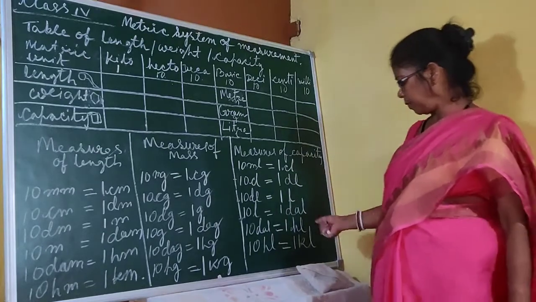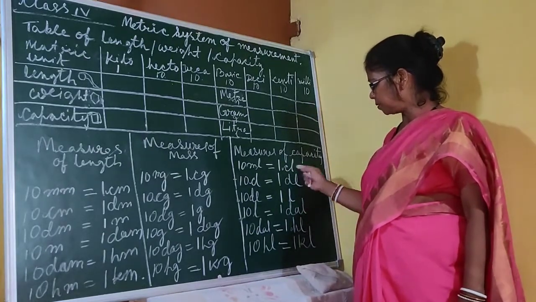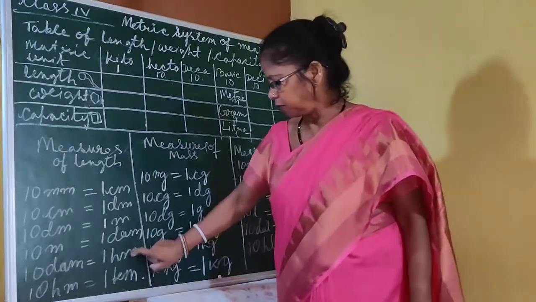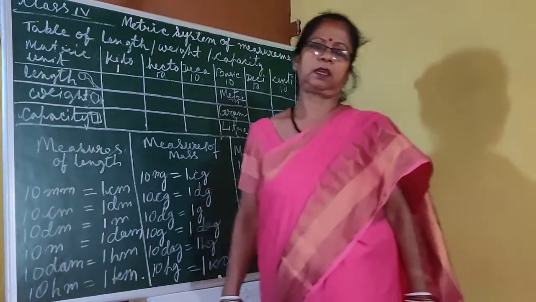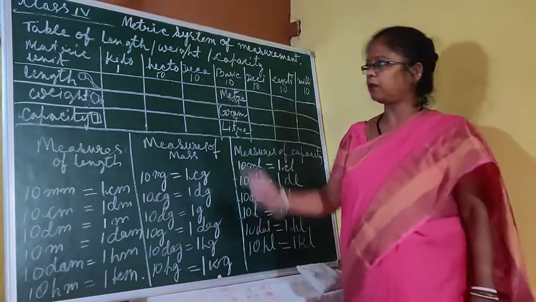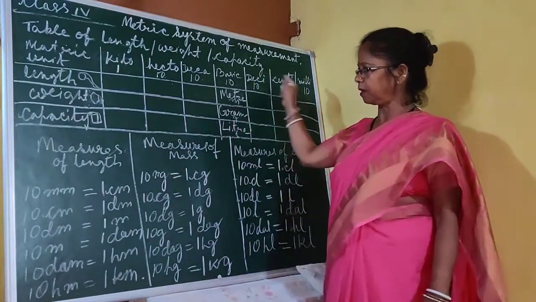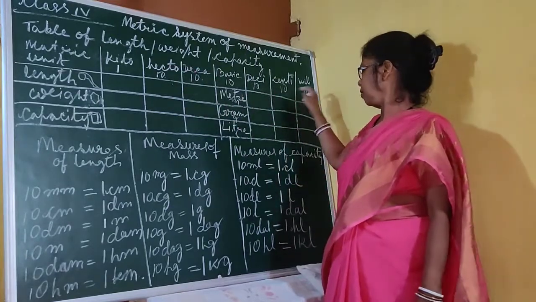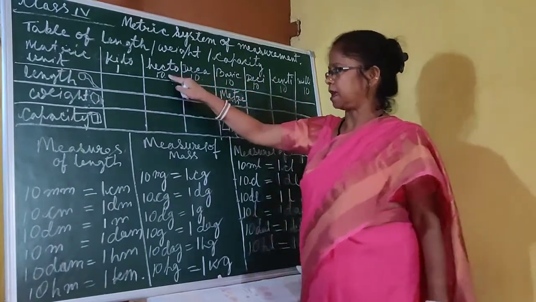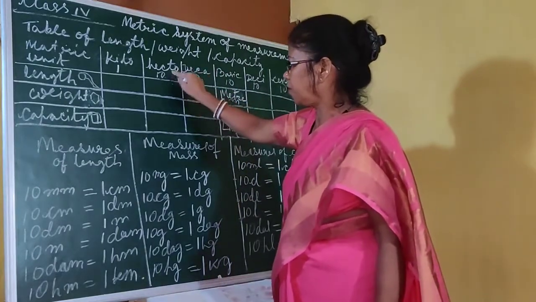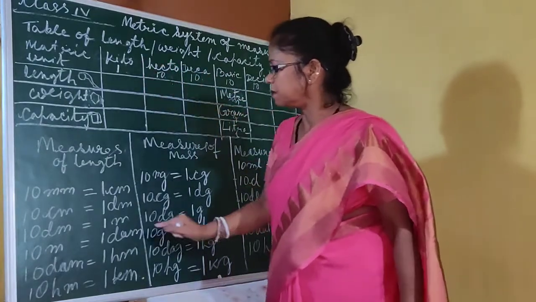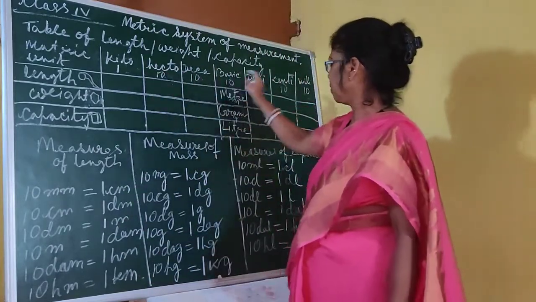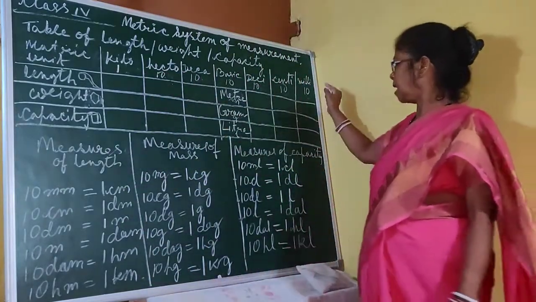So everywhere, how many steps? 1, 2, 3, 4, 5, 6. 6 lines you have to learn by heart, so that it is written without looking. Only this line you have to learn by heart. Then 10 hectoliter, 1 kiloliter. That is 1 finished here. So it is 7 terms: 1, 2, 3, 4, 5, 6, 7. Then we start from here.